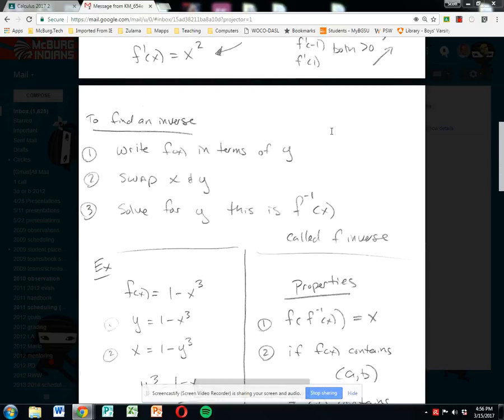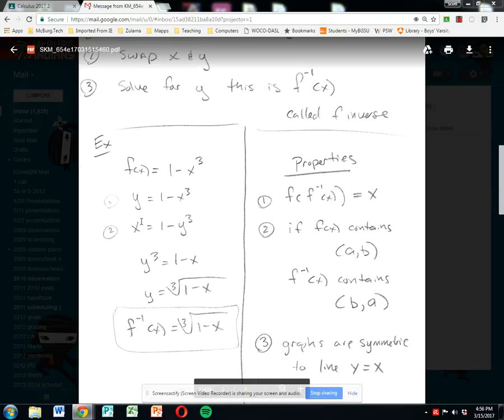So first of all, we write the thing in terms of y. Then we swap the x and y values, we solve for y, and this is called f negative 1 of x, and this is called f inverse. Okay, so an example would be over here to the left.